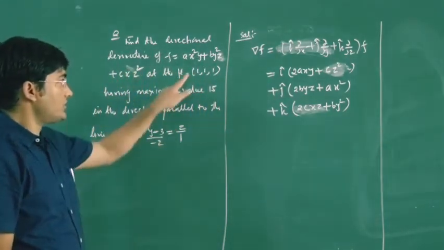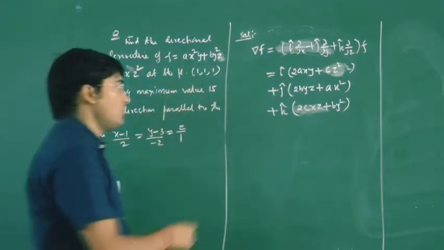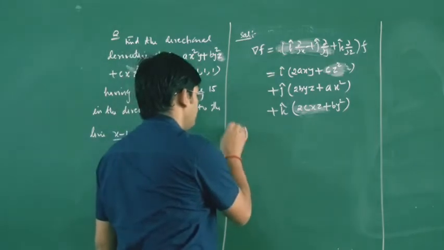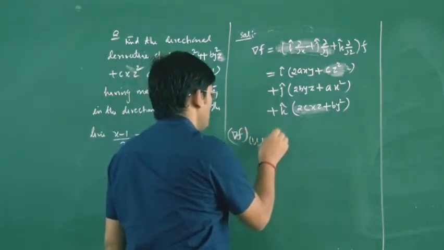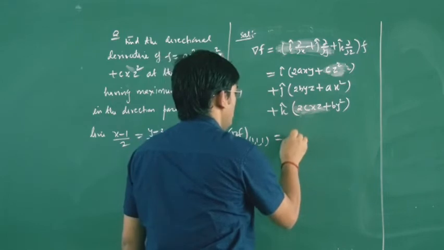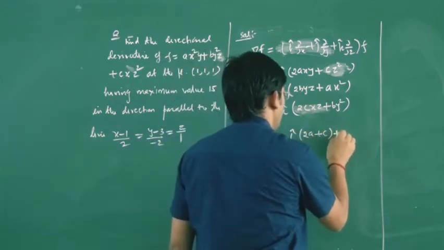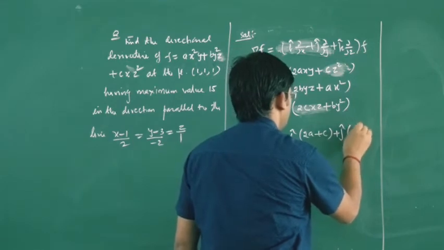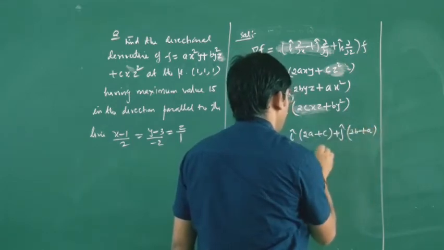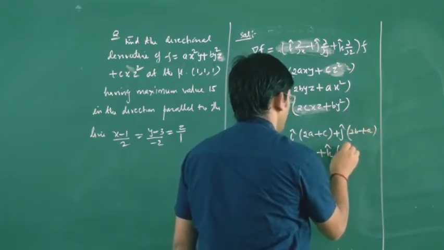Now let us find out the grad f at the point (1, 1, 1). So grad f at (1, 1, 1) is equal to (2a plus c) i plus (2b plus a) j plus (2c plus b) k.